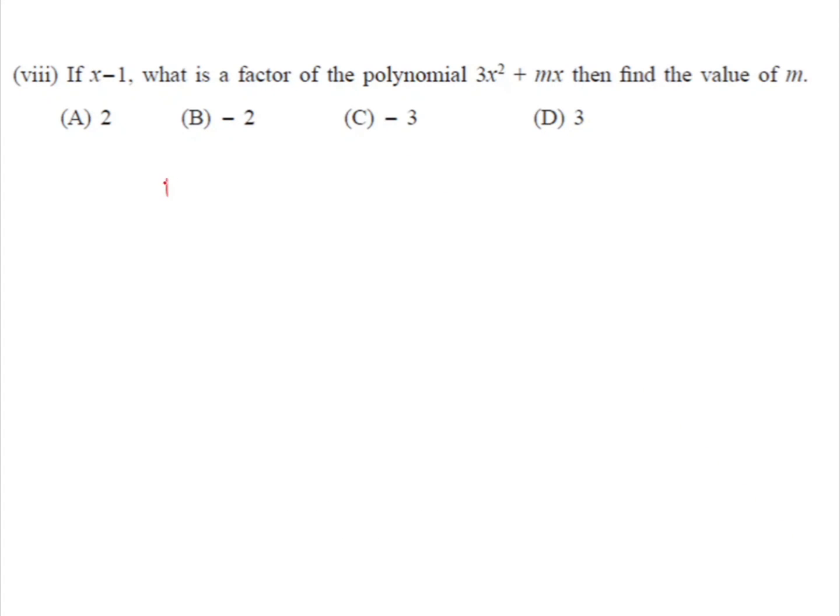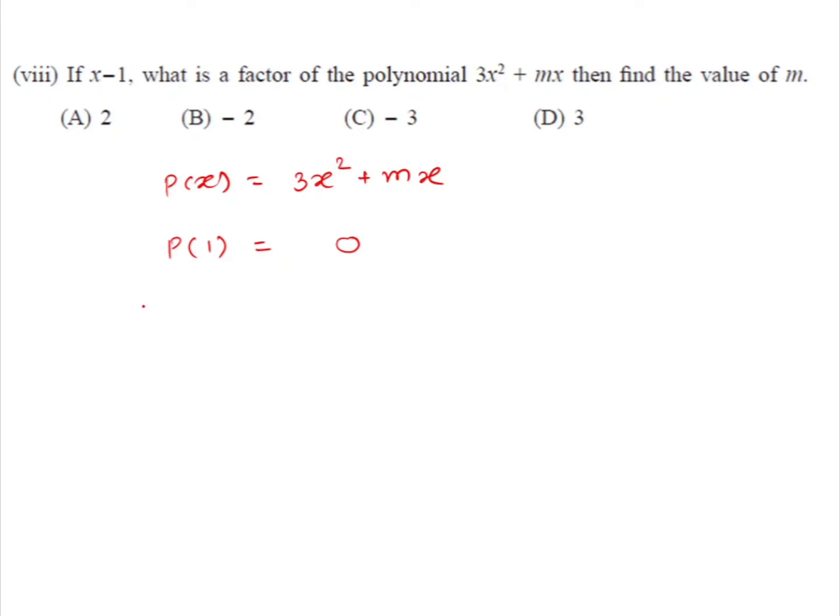So first of all let us name this polynomial, that is p of x is equal to 3x square plus mx. Now as x minus 1 is a factor of this polynomial, we have to replace x by 1 in this polynomial. If we replace x by 1 in the given polynomial, the value of that polynomial must be 0.